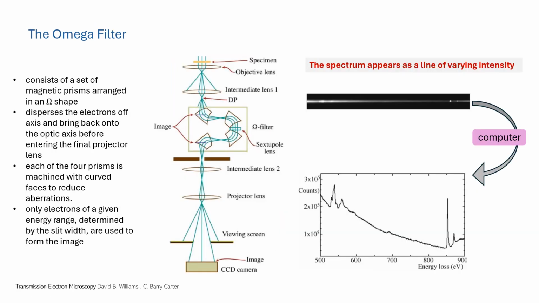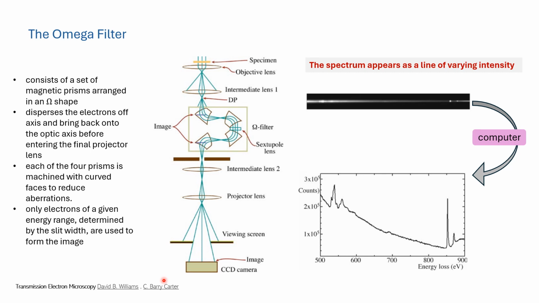Next one is the in-column or omega filter. It is placed between the intermediate and projector lenses and consists of a set of magnetic prisms arranged in an omega shape, which disperses the electrons off axis, but in the end brings them back onto the optic axis before entering the final projector lens.